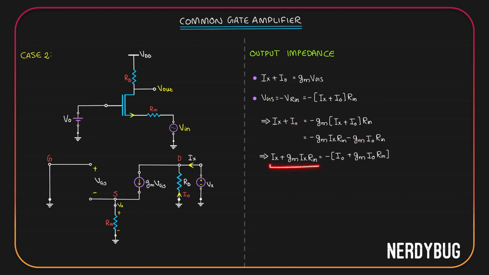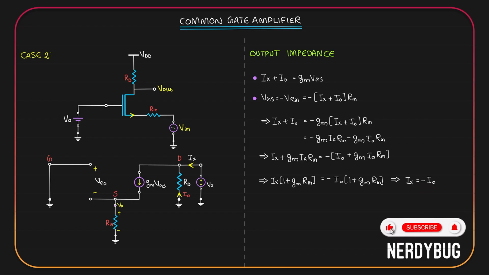From these two terms, we can take Ix as common. From these two terms, we can take I naught as common. Ix multiplied by 1 plus Gm Rin is equal to negative of I naught multiplied by again 1 plus Gm Rin. We can cancel 1 plus Gm Rin on both sides. That gives us Ix is nothing but negative of I naught.